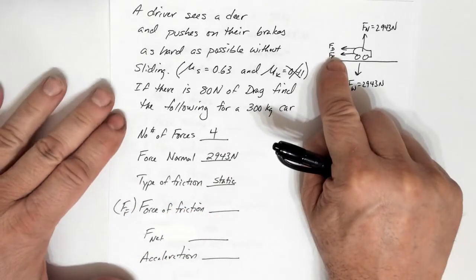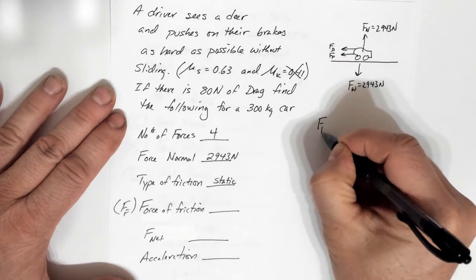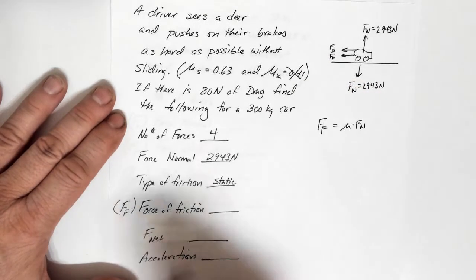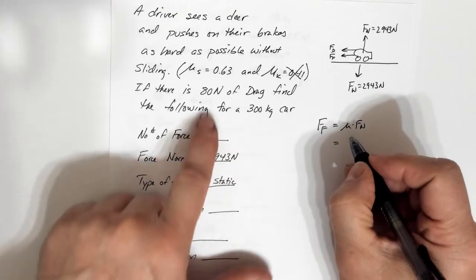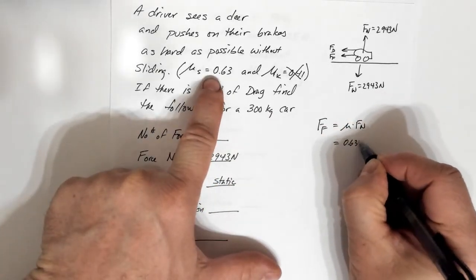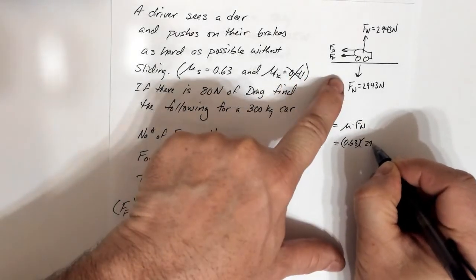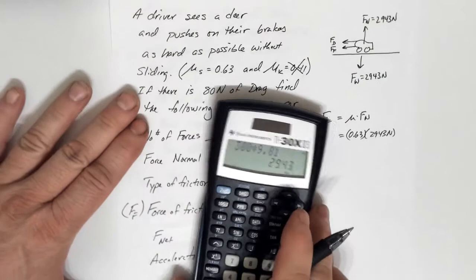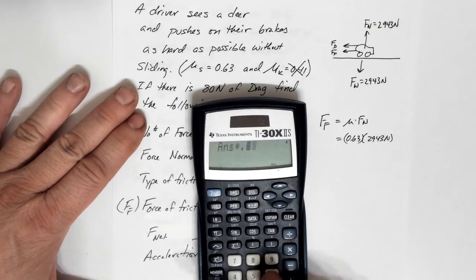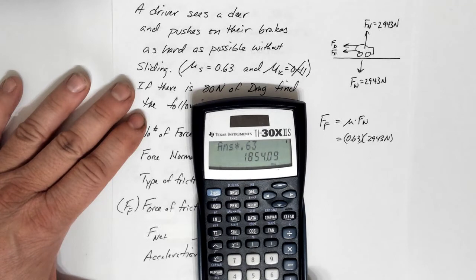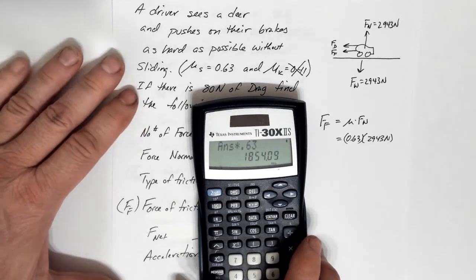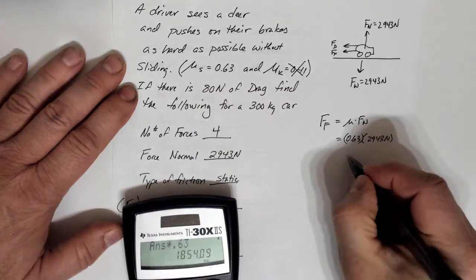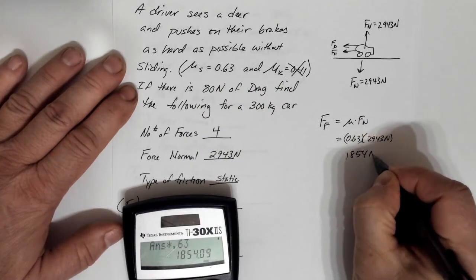Okay? So we want to find this force of friction. Well, to find force of friction, I need mu and Fn. Well, I've got those numbers. I've got the mu, we're going to use 0.63. And Fn is 2,943 newtons. So 2,943 times 0.63. And so the friction we're going to encounter today is 1,854 newtons.